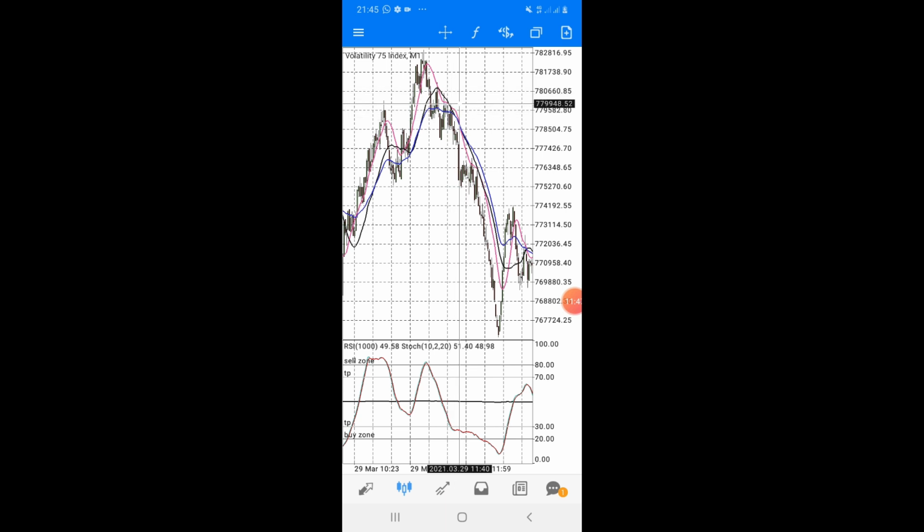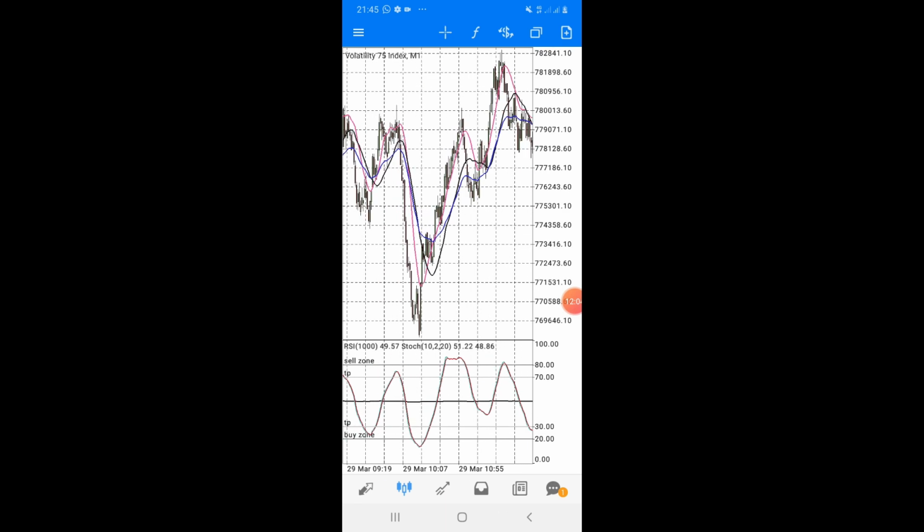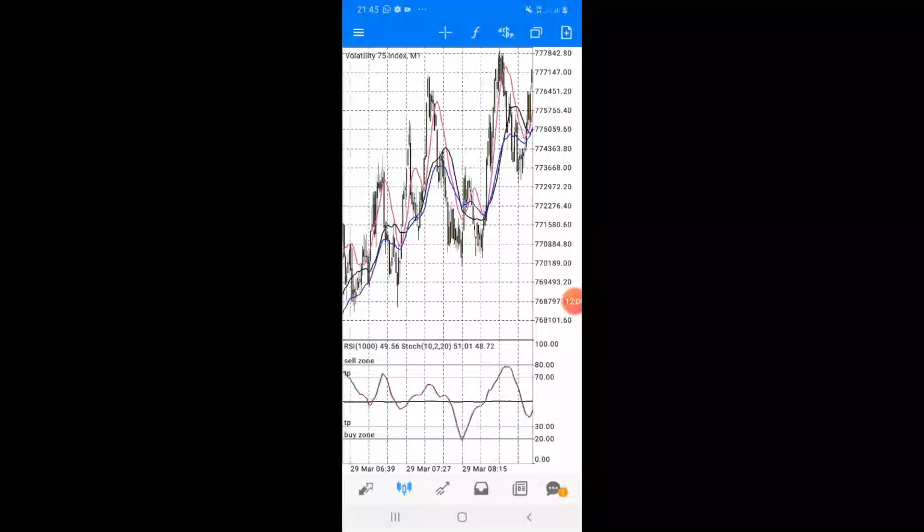Can you see that we had a crossover? Okay, we had a crossover way above here. So this is actually a good setup. The pink crossed to be below the black line, and we were in the sell zone, and we actually reached our take profit levels. So not to say much more, you guys can practice this.